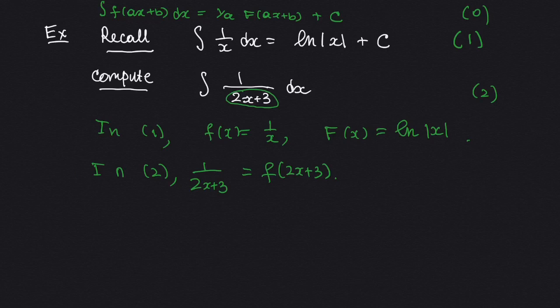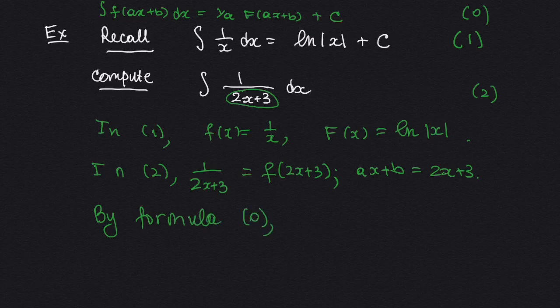However, we do not have 1 over x. We have 1 over 2x plus 3, which is f of 2x plus 3. So that means that ax plus b for us is 2x plus 3. So then by formula 0, we can take the integral of 1 over 2x plus 3 dx.